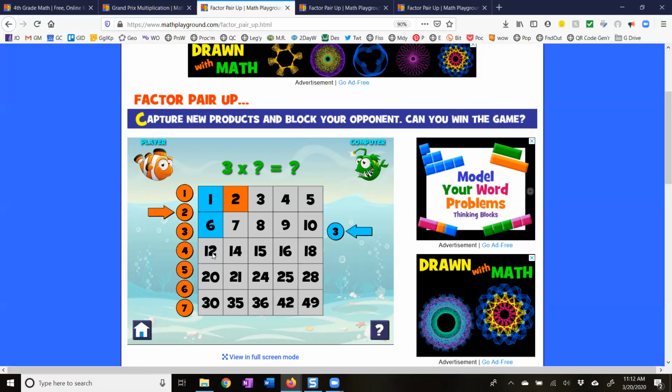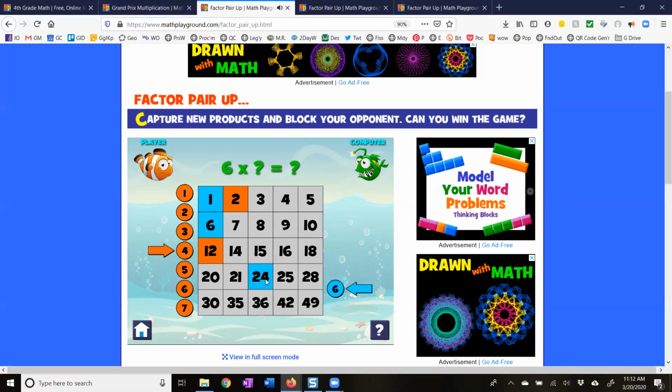So I'd like to get this 12. How can I get 12? Well, 12 is 1 times 12. It's 2 times 6, but it's also 3 times 4. Oh, good. He has 3. I can come down here to 4 and block. That was really good for me. Let's see how he responds.